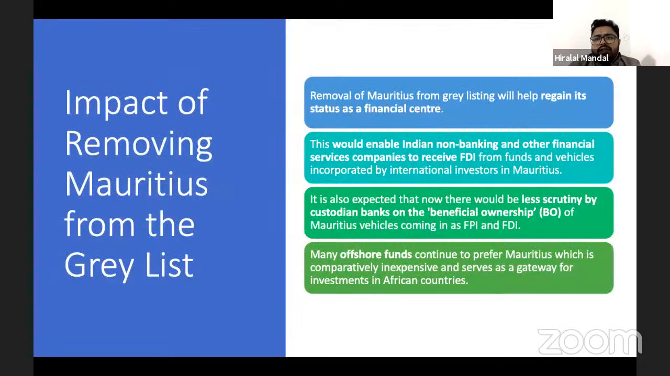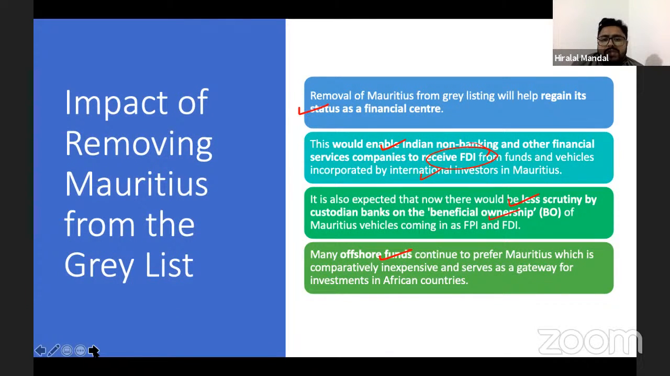Now, what will be its impact on India? Once Mauritius is removed from the gray list, what will happen? Of course, Mauritius will again get the status of a financial center, but at the same time, it will enable Indian non-banking financial services companies to receive FDI from funds and vehicles incorporated in these countries. India can also expect less scrutiny by custodian banks on the beneficial ownership of the various FPI and FDI. Many offshore funds were not able to make investments in the country. Now they will be able to make investments in India and also in African countries.